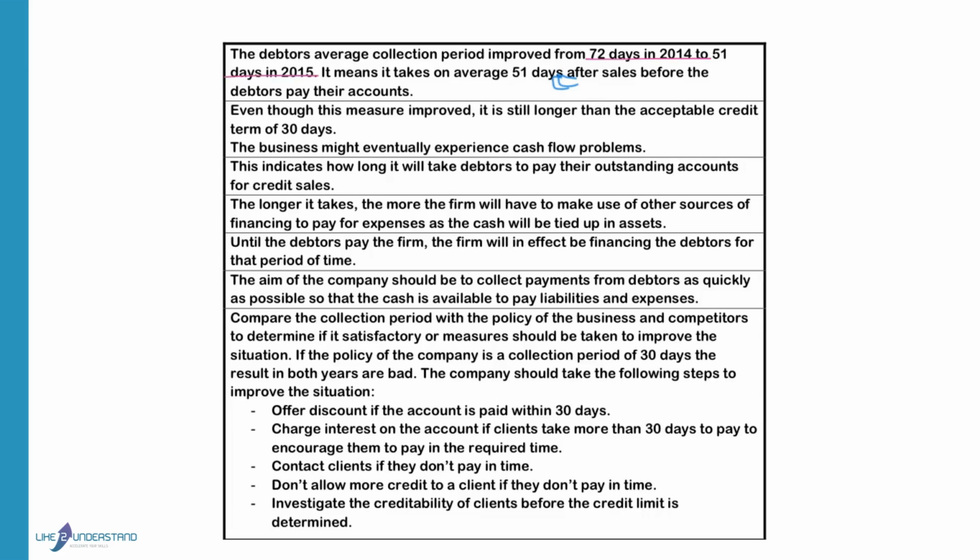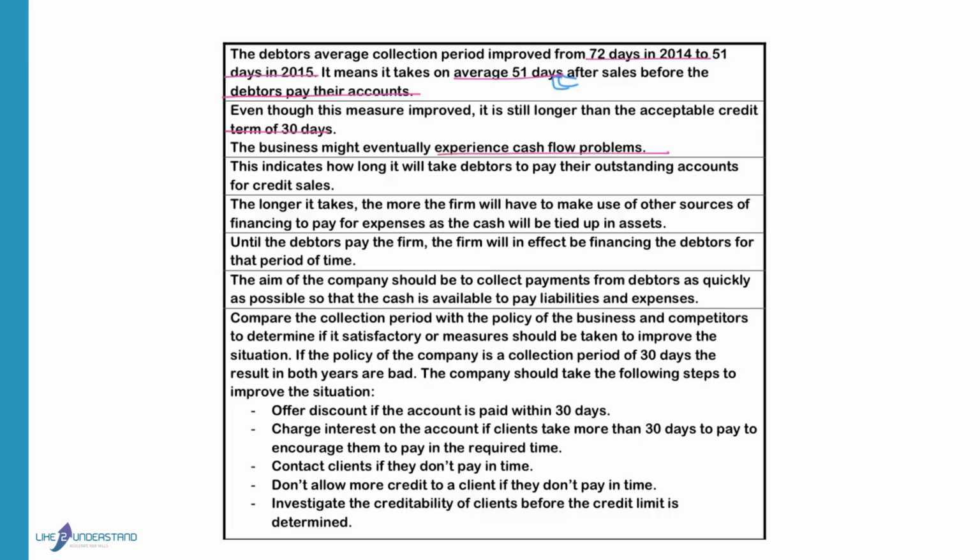So it means in 2015 it took on average 51 days after the goods were sold before the debtors paid their accounts. Although this improved a lot, the acceptable credit term is 30 days, so you will still have to see if you can improve this situation to reduce the 51 days to 30 days. If they don't improve this debtors collection period, they can experience cash flow problems.